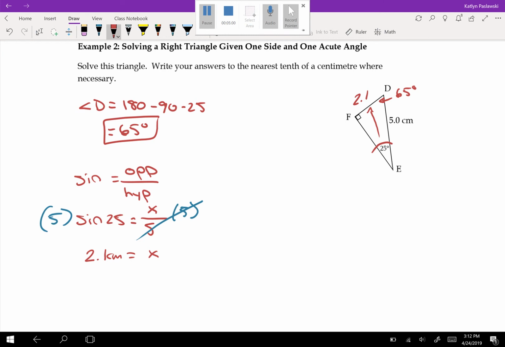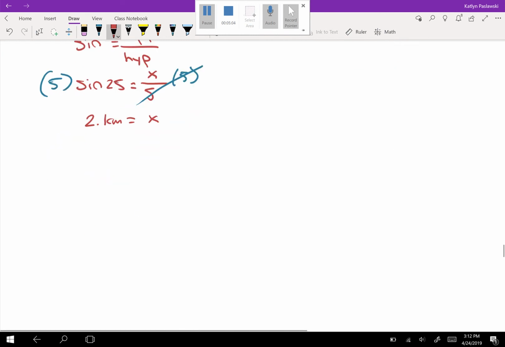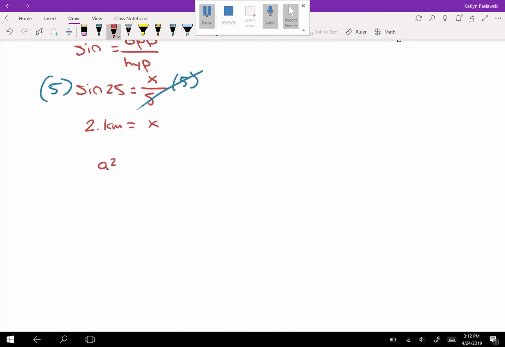I'm left with one remaining side, so I can use the Pythagorean theorem to solve for that remaining side. So I have a squared plus b squared is equal to c squared. I'm going to substitute the information that I know. So I have a squared, which I'm going to solve for, plus 2.1 squared is equal to 5 squared. a squared plus 4.41 is equal to 25.